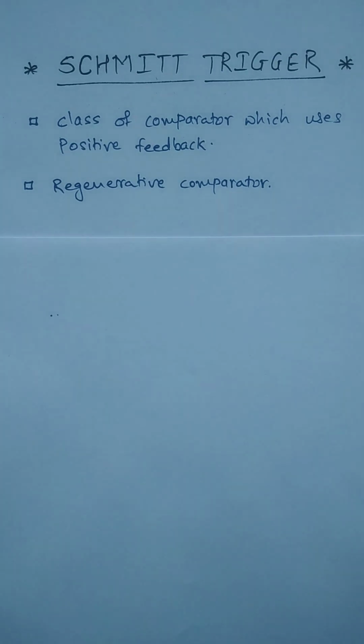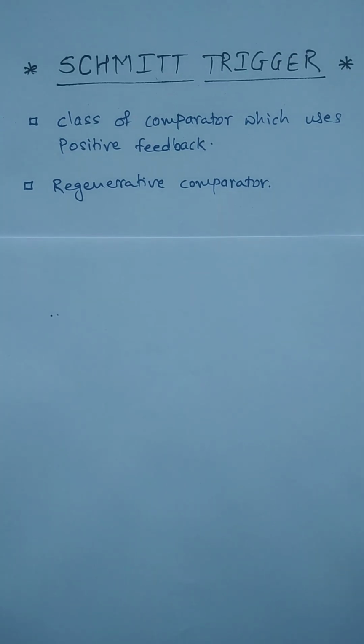Okay, so let us move towards the next type of op-amp based circuit, that is Schmitt trigger. Now what is it? It is a class of comparator which uses positive feedback. Positive feedback is also called regenerative feedback. So this circuit is also called a regenerative comparator.